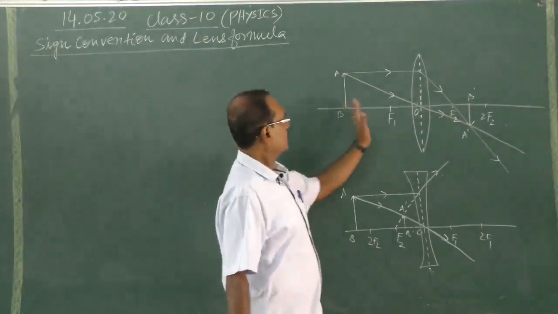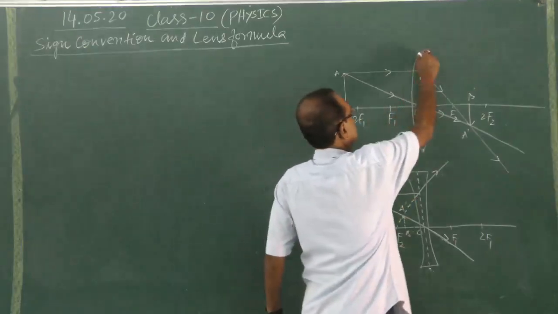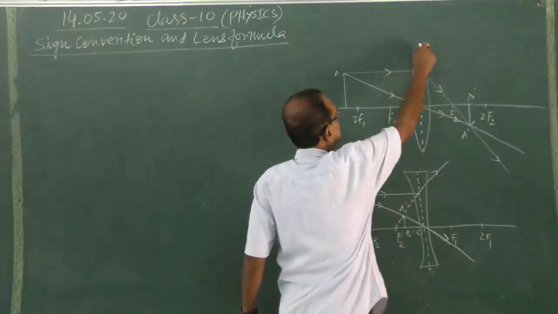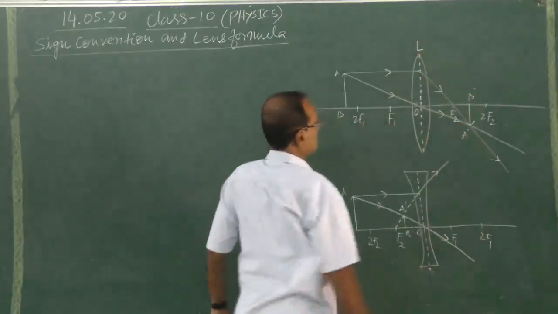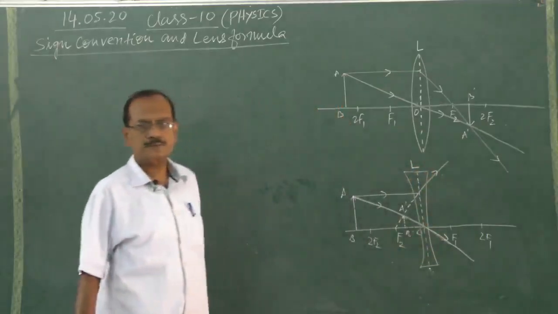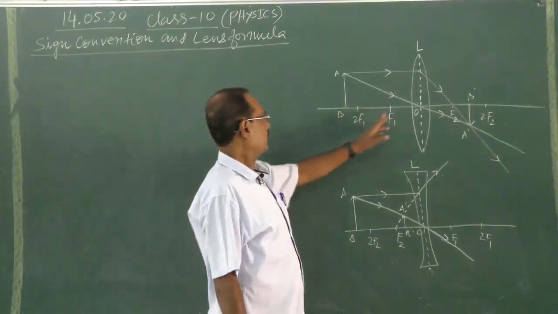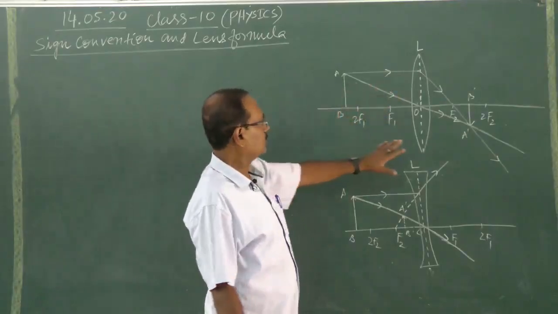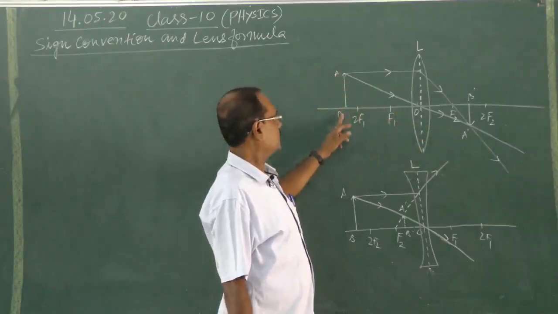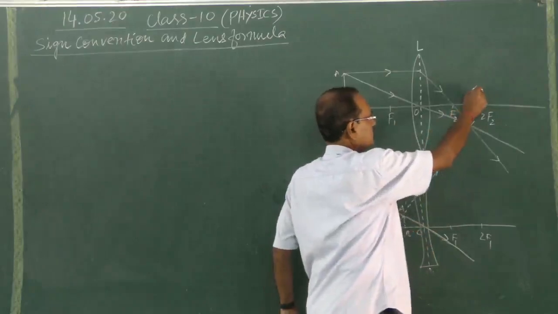Now, say this is for image is forming here, real image, and this is convex lens. This one is concave lens. Yes. Now, here everything we have drawn. This is object. AB is object. A dash, B dash is image.